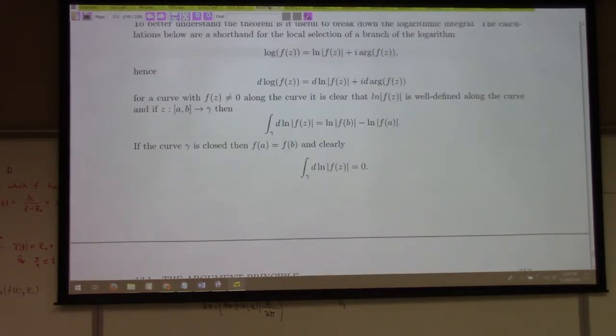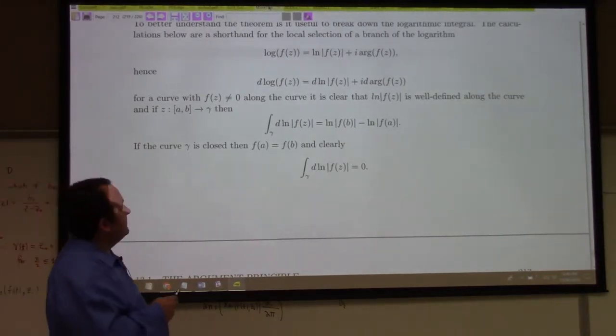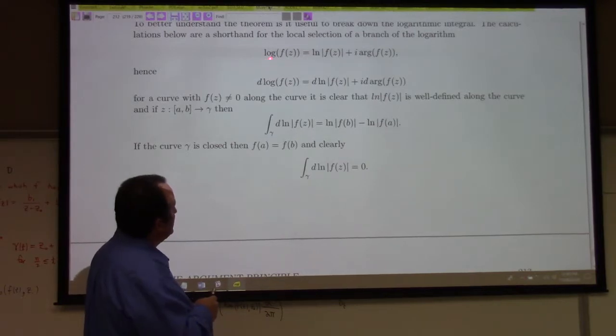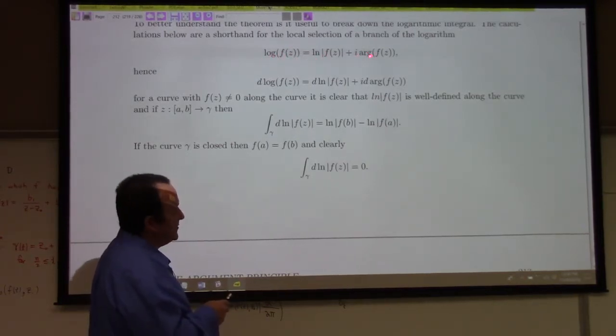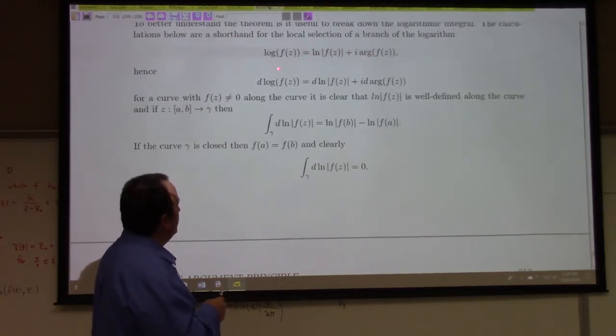So, of course, we know that the log is multiple valued. We can write it like that. It's the natural log of the modulus of f of z plus i times the argument. So if we select a particular branch, we can calculate the differential of the logarithm. It's the differential of the log of the modulus plus the differential of the argument, right?